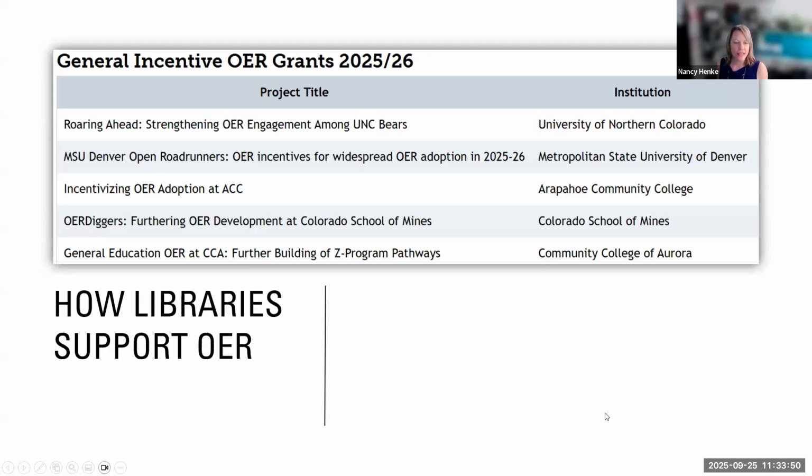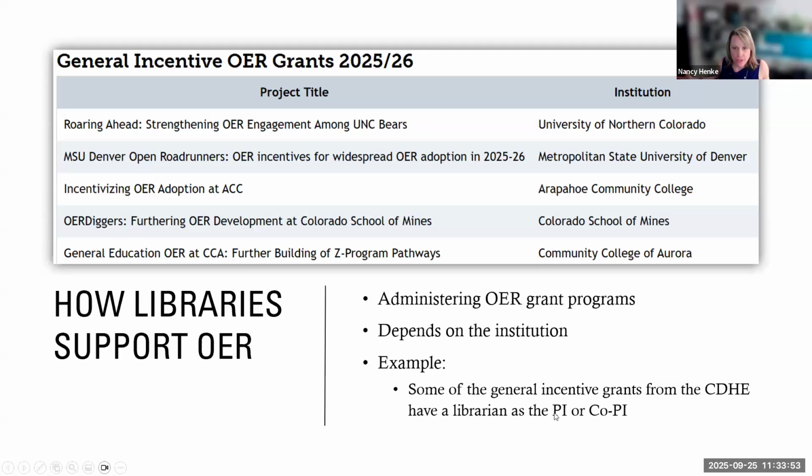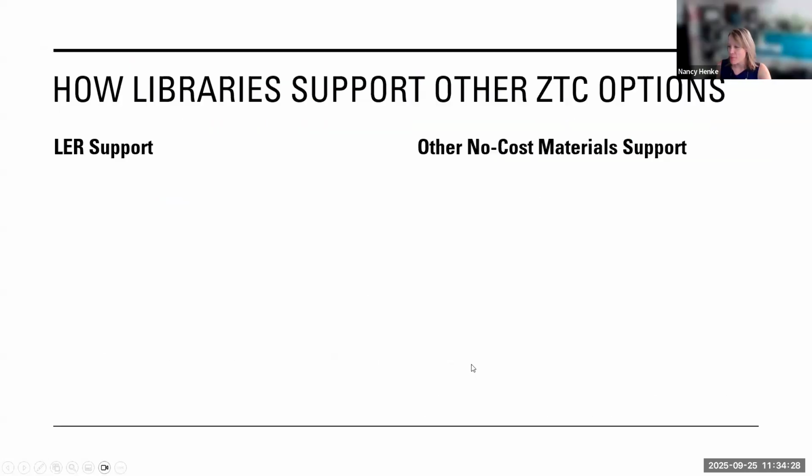And finally, my last way libraries support OER, they might administer OER grant programs. This is a screenshot from last year's grantees. A lot of librarians might be the PI or the co-PI on some of these grants. Now, it doesn't have to come from a library, right? The PI could be a faculty member, or it could be someone in a teaching and learning center, right? There could be teams, but a number of librarians have helped get these incentive grants for their institution and help run these programs. So libraries do a lot to support OER, but we also support other ZTC options.